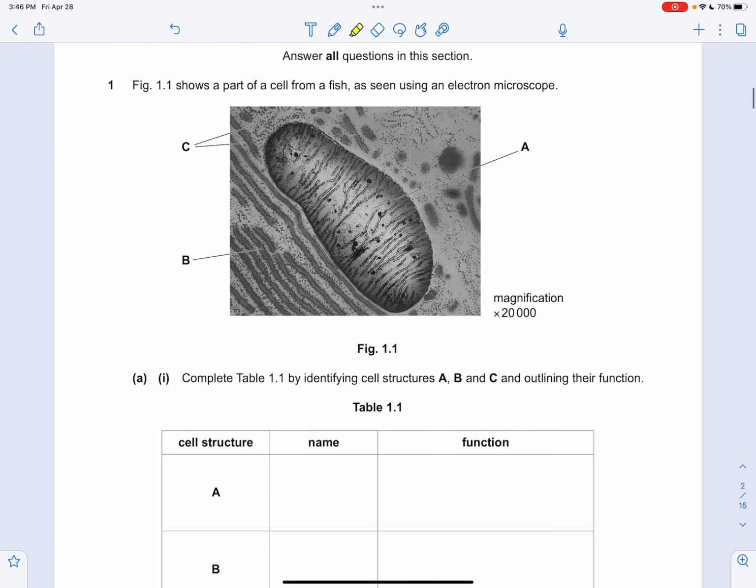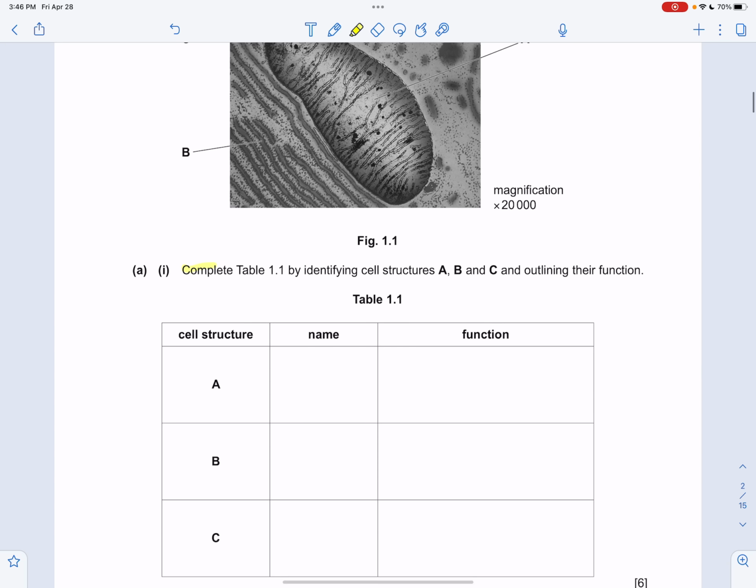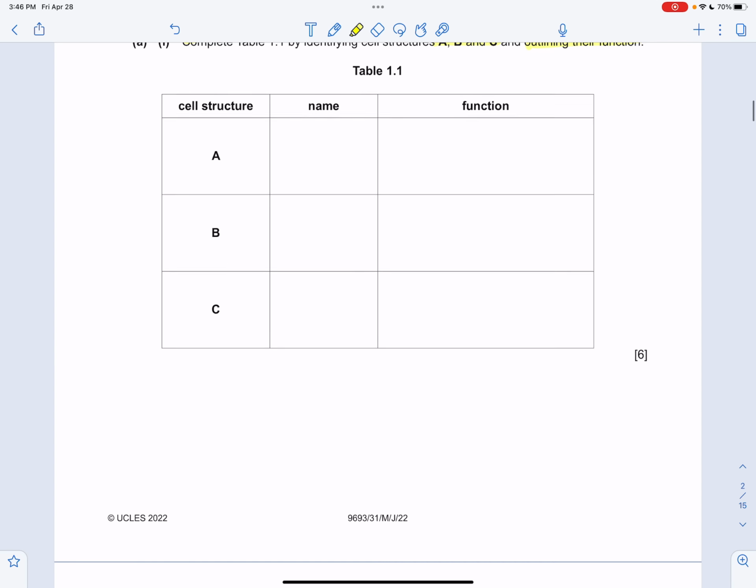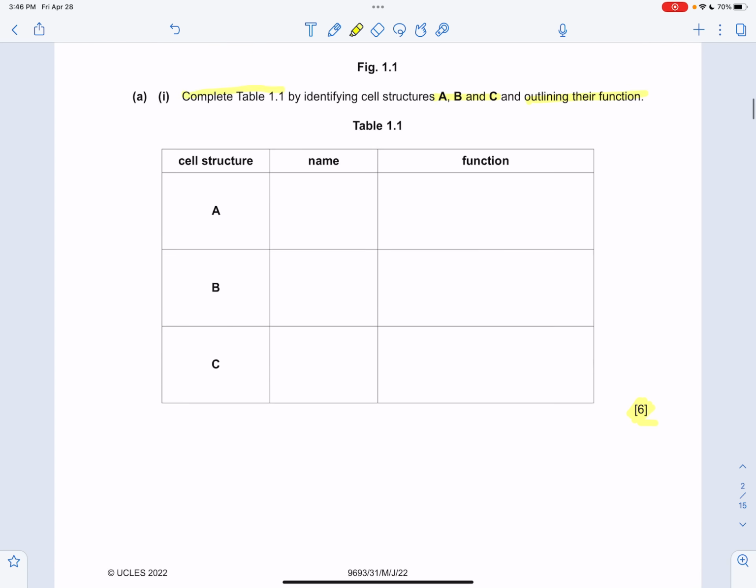All right, so this is from the beginning of the syllabus, looking at a cell from a fish under an electron microscope. It says complete the table, identify structures A, B, and C, and outline their functions, so state their functions. This is 6 marks, easy 6 marks.